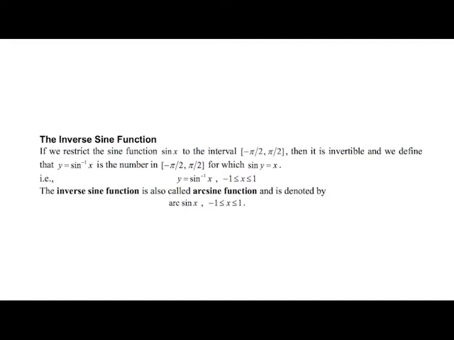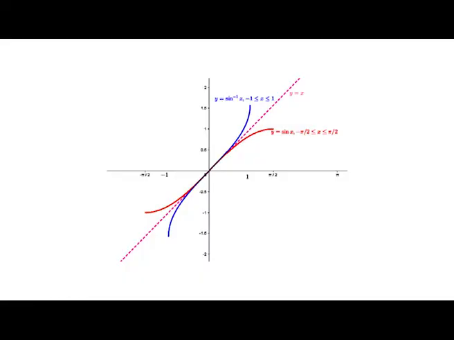The inverse sine function is also called arc sine function and is denoted by arcsin x with −1 ≤ x ≤ 1. The graph is obtained by reflection across the line y = x of the curve sin x with −π/2 ≤ x ≤ π/2. Evaluating an inverse sine function is the same as asking what angle, say y, be put into the sine function to get x.